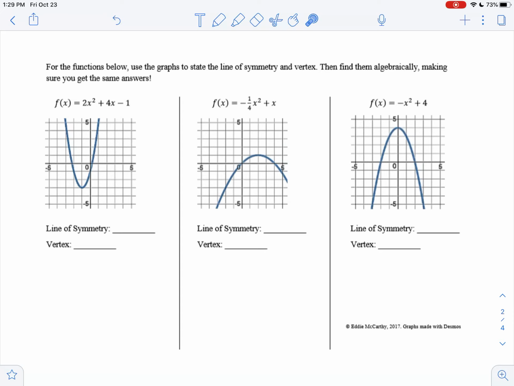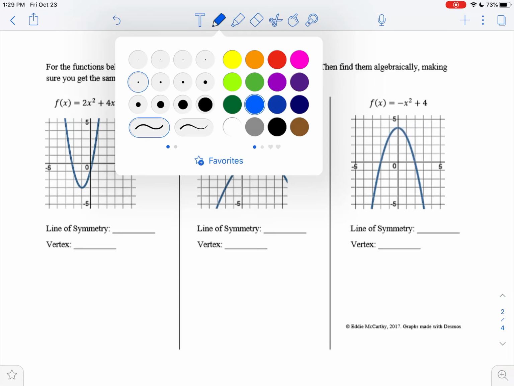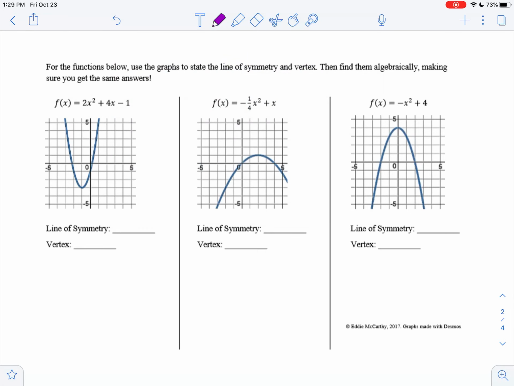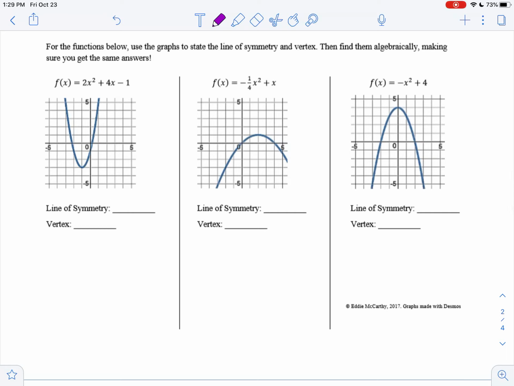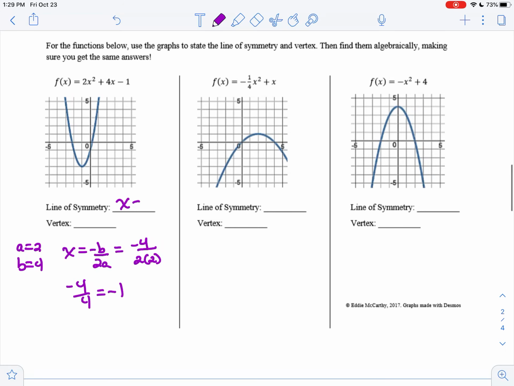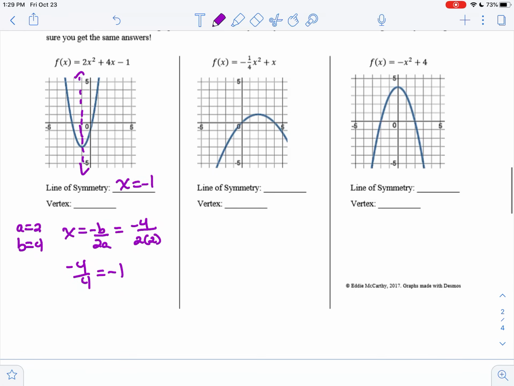Okay, so our line of symmetry, we don't really need the formula for this one if we can use the graph, but we're going to practice the formula and then we'll verify it with the graph. So in our first equation, our a is 2 and our b is 4. So if I use the formula x equals negative b over 2a, I can plug in -4 over 2 times 2, which is -4 divided by 4, or -1. So x equals -1, and that makes sense because here's my line of symmetry.